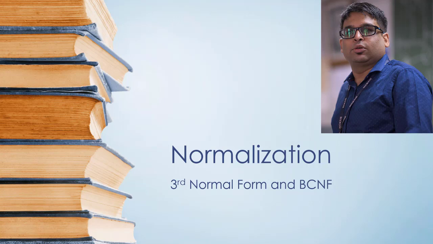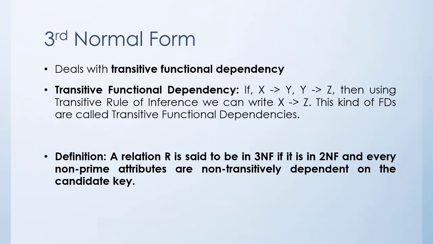Now, in 2NF, we have learned that if any non-prime attribute is partially functionally dependent on the candidate key, then we need to decompose it. Now, from there, we are going to discuss the third normal form. Third normal form deals with transitive functional dependencies.